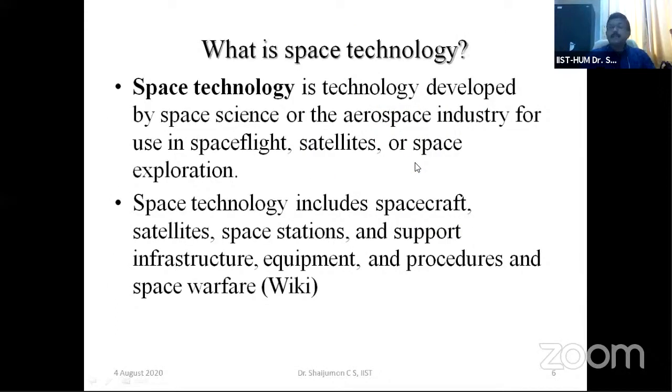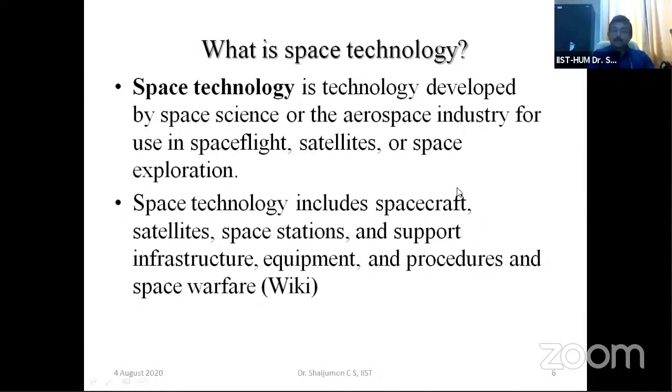So what is space technology? Everyone knows that, so I'm not going to tell you what it is. Space technology is the technology developed by space science or the aerospace industry for use in space flight, satellites or space exploration. It includes spacecraft, satellites, space stations and supporting infrastructure, equipment and procedures, and space warfare, everything. This is what Wikipedia says, including space warfare. You would have seen anti-satellite missile testing by different countries. So this is the world right now, and that's why this technology is very, very, very important, and it is also very important for other technologies.